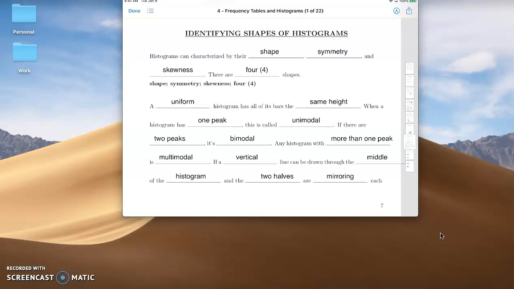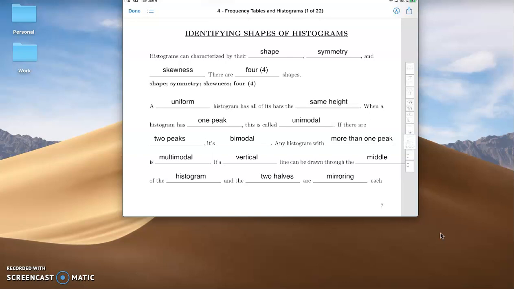When a histogram has 1 peak, this is called unimodal. If there are 2 peaks, it's bimodal. Any histogram with more than 1 peak is multimodal. So bimodal would be a type of multimodal.